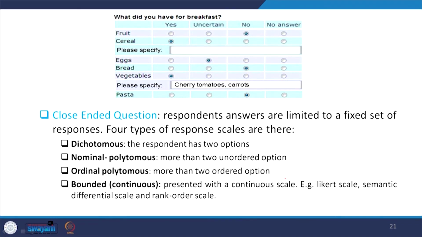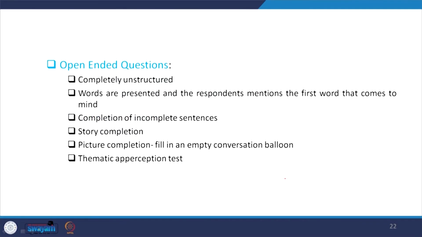Another close ended question type is called bounded or continuous question, usually observed in the case of the Likert scale, like customer feedback: you like very much, you like, average, do not like, or do not like at all. Okay. Or in semantic differential scales, if you want to understand, you have to go through the scale data; there are different scales of data you need to go through.